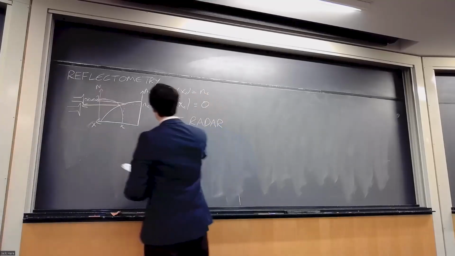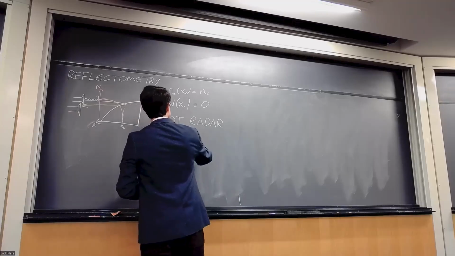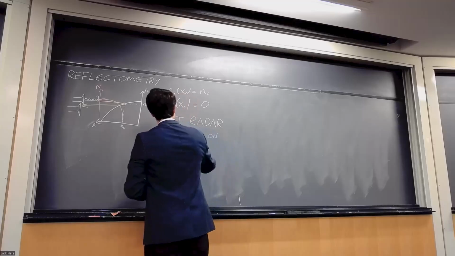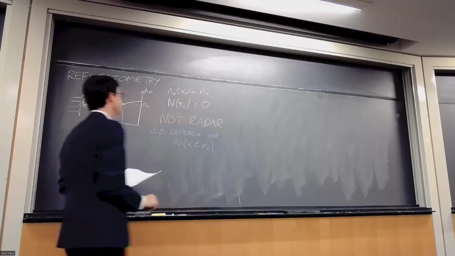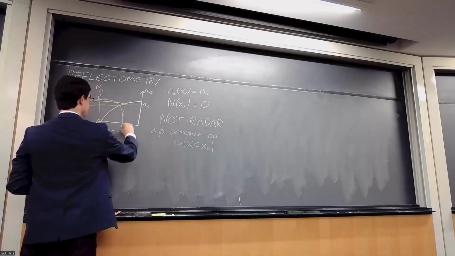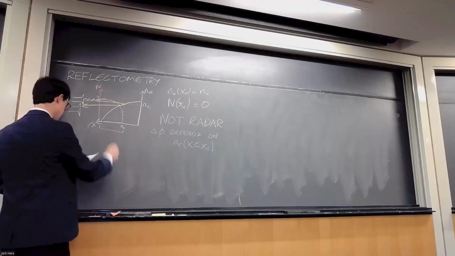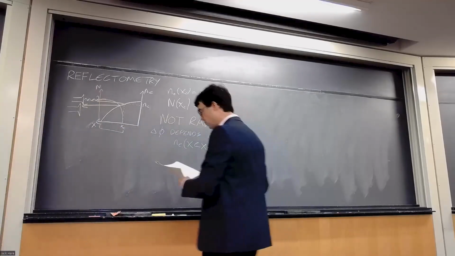So delta phi depends on the density for x less than xc, right? So it depends on whatever the density is doing in this region here. It doesn't depend on what the density is doing afterwards because we've reflected, but this region here, it is very important. Okay, so let's look at that in more detail.